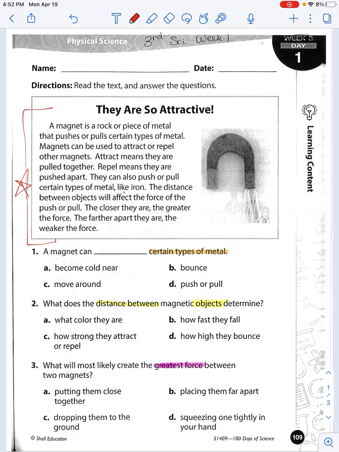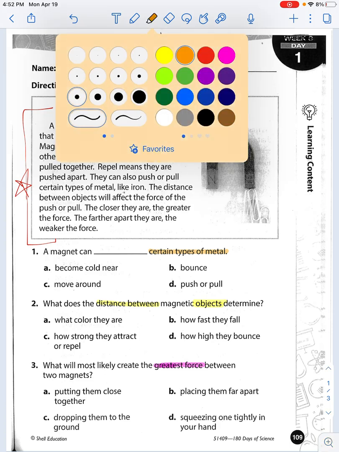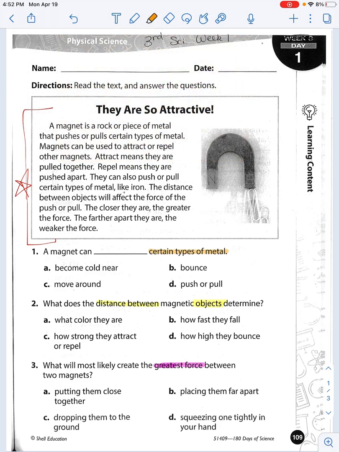You need to not only circle the correct answer that would fill in the blanks or answer the question, but you will need to highlight using the matching color. Here's what I mean by that. A magnet can blank certain types of metal. That's number 1. You notice that I have highlighted in orange the words certain types of metal. You are going to find your answer to this question by looking in the passage for the sentence that includes the words certain types of metal.